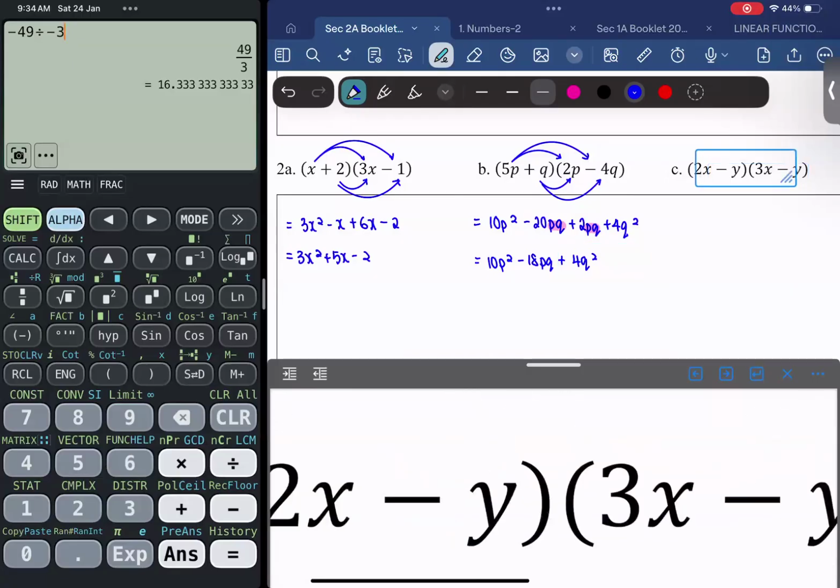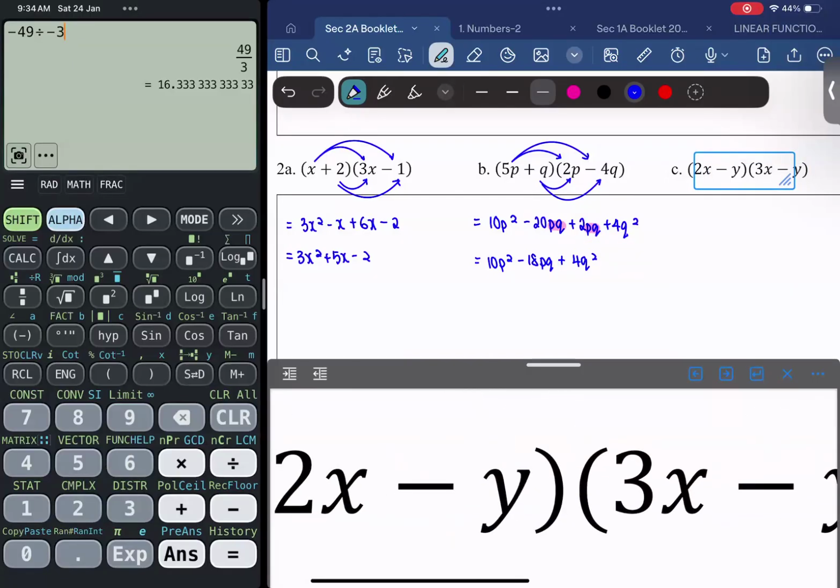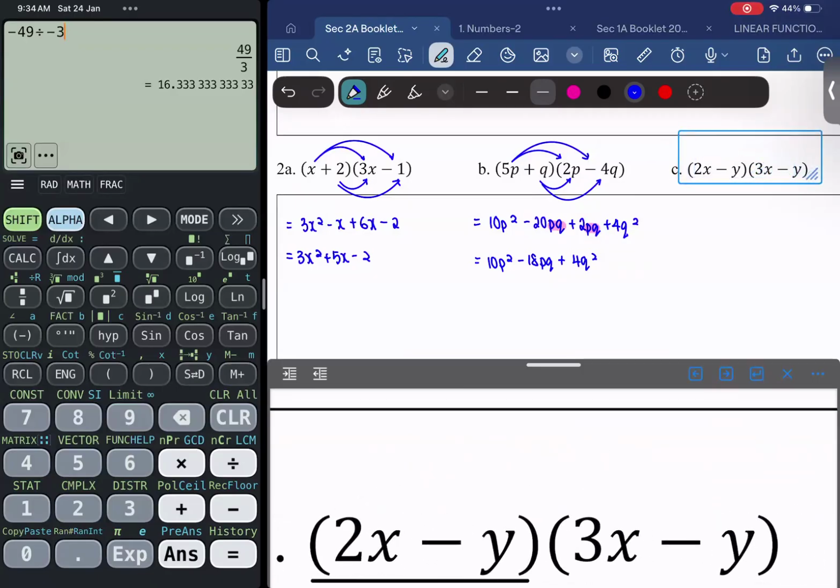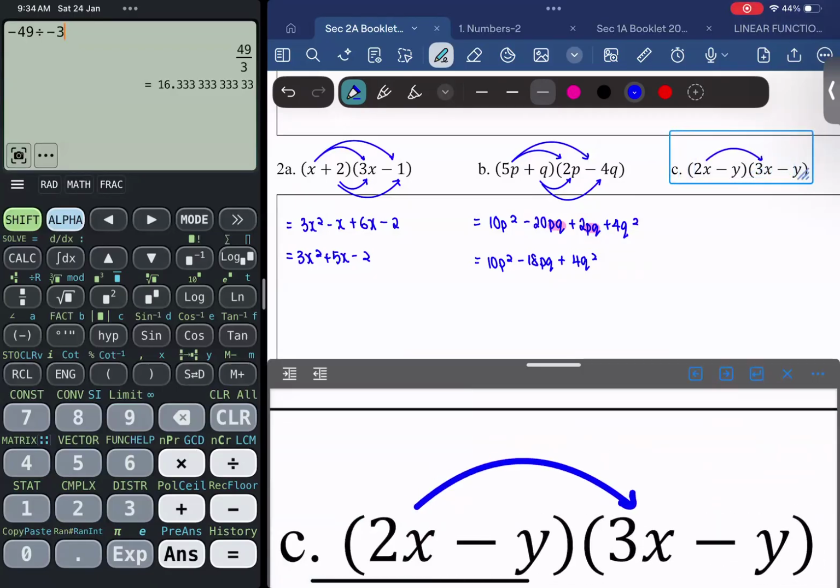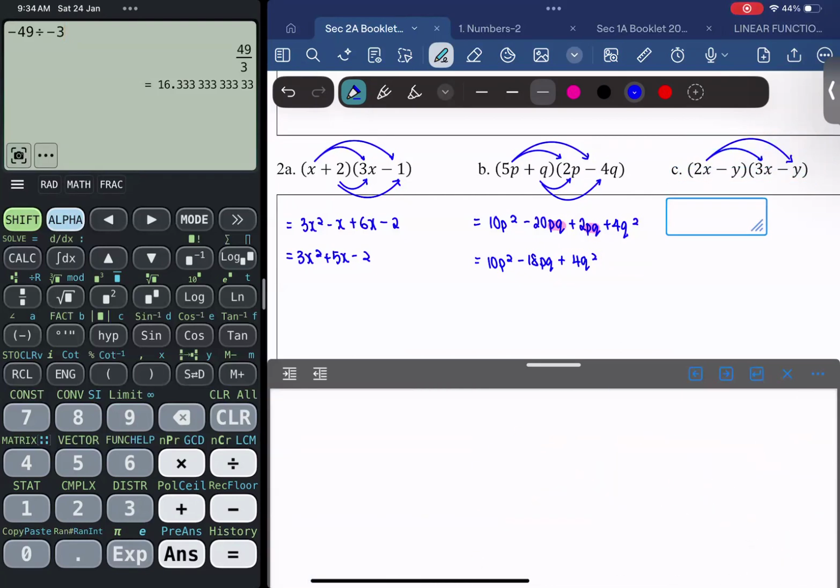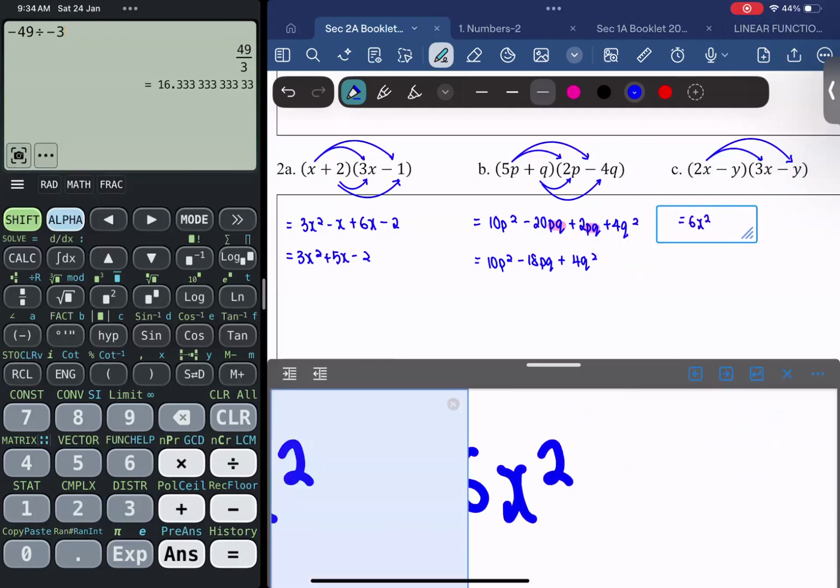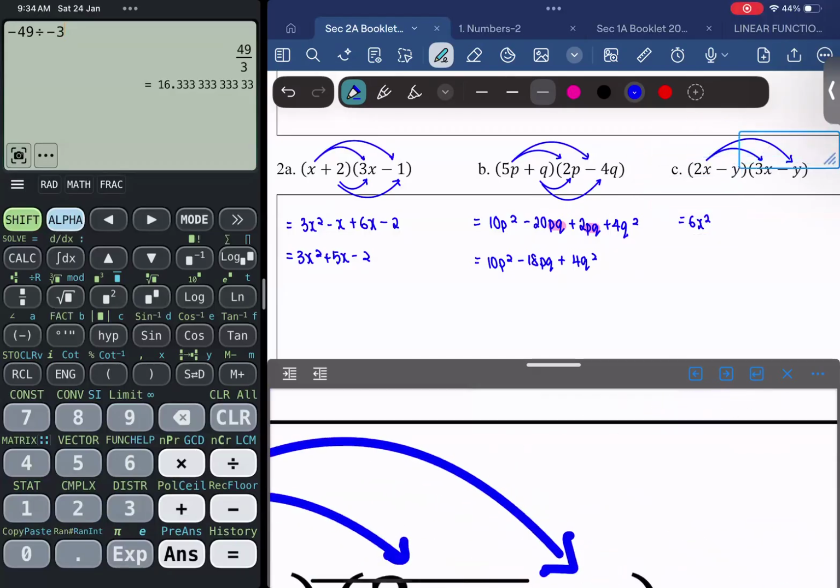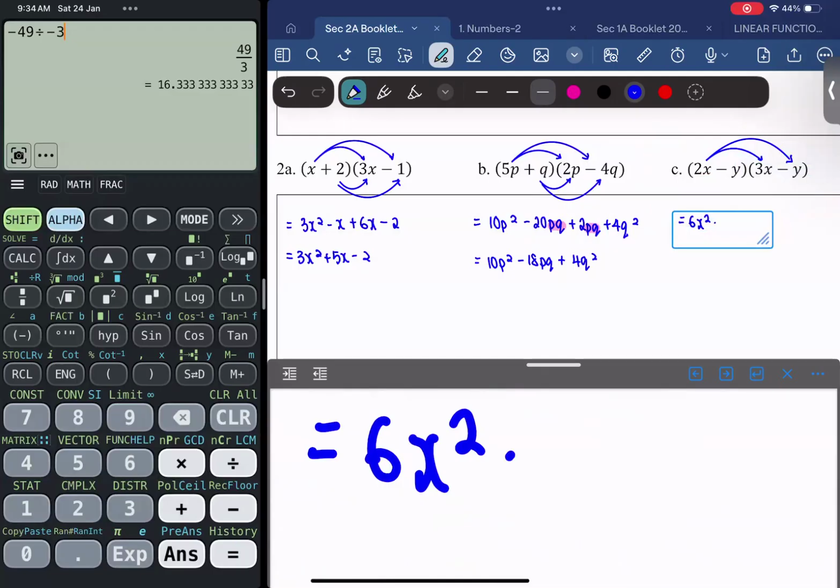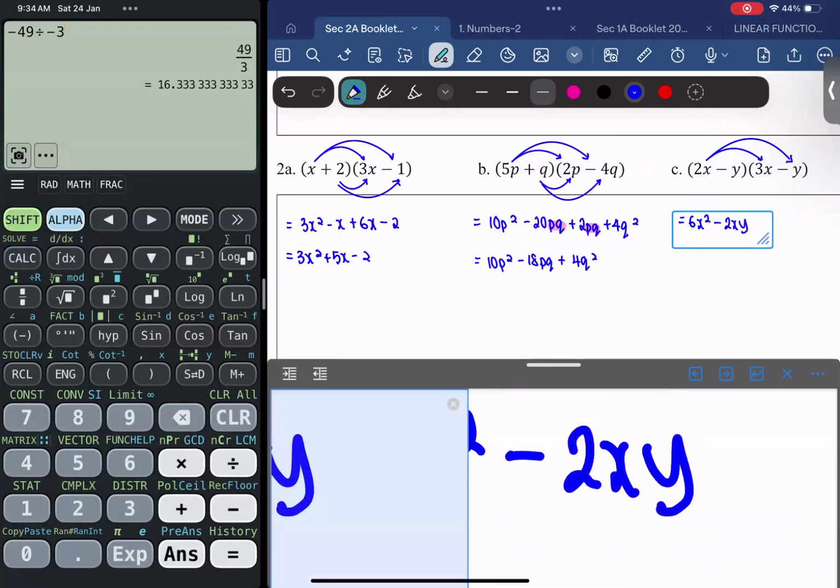So here we are opening up the bracket, right? When we are opening up the bracket, it means that we are expanding, we are multiplying. Okay, so this is the rainbow method. 2x, you must multiply to both terms. So this is 2x times 3x. So what do we get? We get 6x squared. Then after that, again, 2x must times negative y. So then we have negative 2xy.